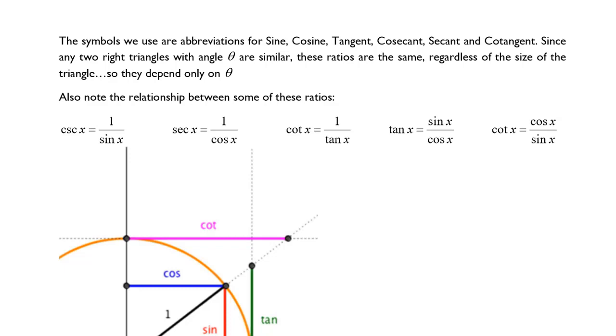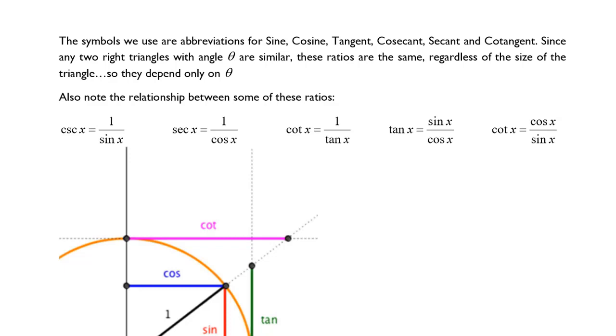Those are the 6 basic ratios we will be discussing this quarter, and they will always be referenced with regard to an angle. Usually we'll call that theta, but not always. We've been known to use other Greek letters as well to define these angles. These ratios are the same regardless of the size of the triangle, as we saw in the previous video. So they depend only on theta.